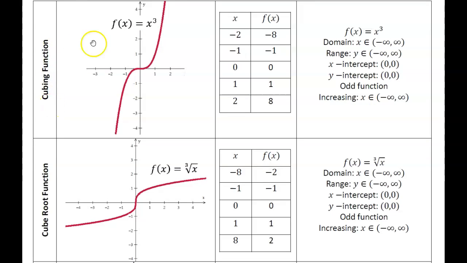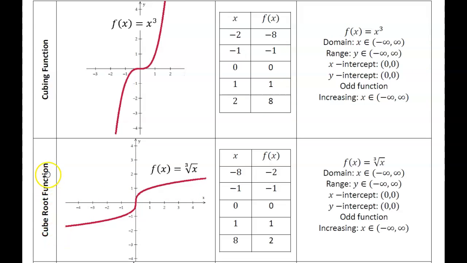Next we have the cubing function, f of x equals x cubed, seen here, with its corresponding coordinate points. So we're taking x values and cubing them to get the corresponding y values. And again, here are some of its properties.